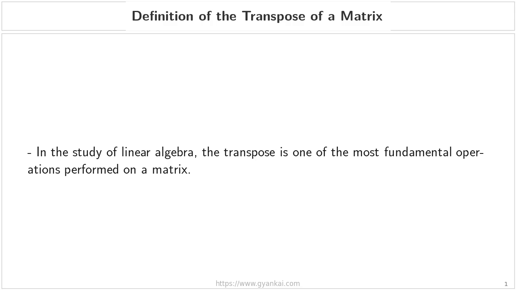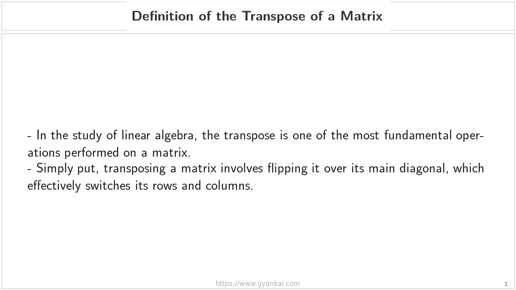To start off, it is important to understand that the transpose is one of the most fundamental operations we can perform on a matrix. Now, what does this actually mean in practical terms? Simply put, transposing a matrix involves flipping it over its main diagonal. By doing this, we are effectively switching the rows and the columns.